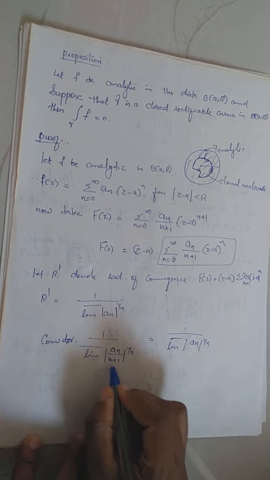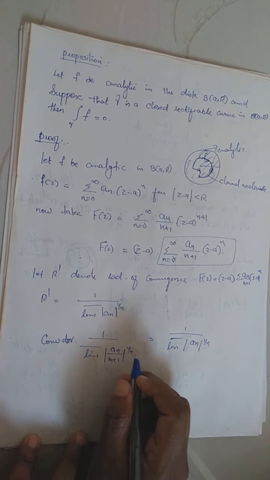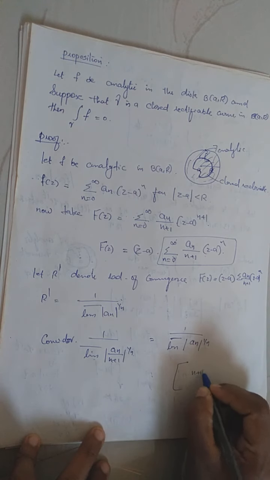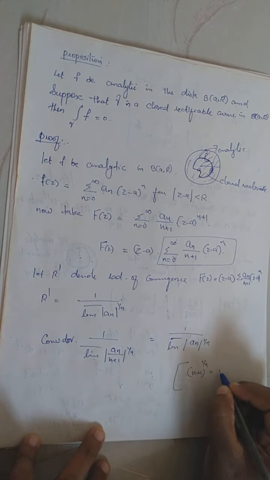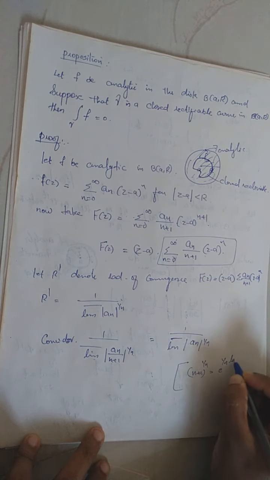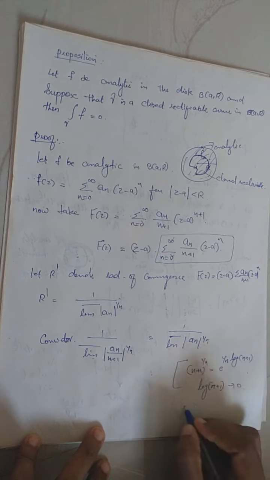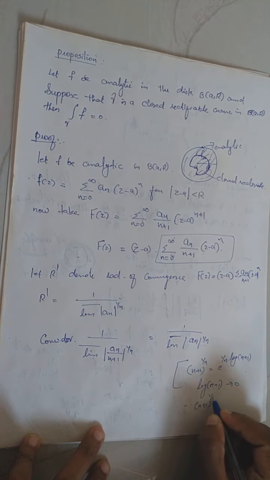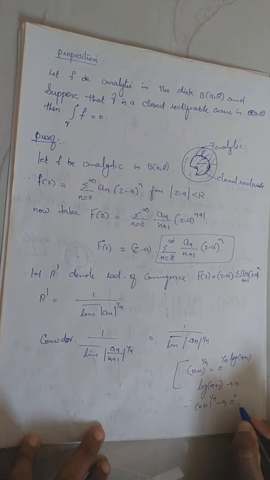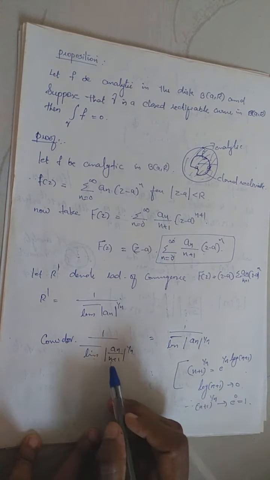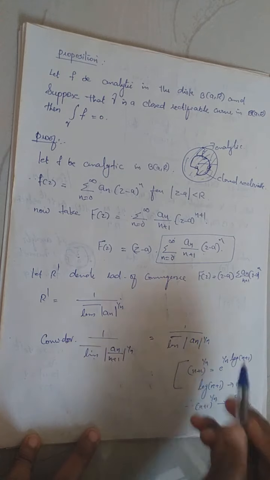What happened to the limit supremum of (n plus 1) raised to 1 by n? That is actually equal to 1. You consider (n plus 1) raised to 1 by n. This can be written as e raised to (1 by n) log of (n plus 1). And we know that (log of (n plus 1)) by n tends to 0. Therefore (n plus 1) raised to 1 by n tends to e raised to 0, which is equal to 1. So its limit supremum is equal to 1. Therefore we can omit this term because its maximum value tends to 1.